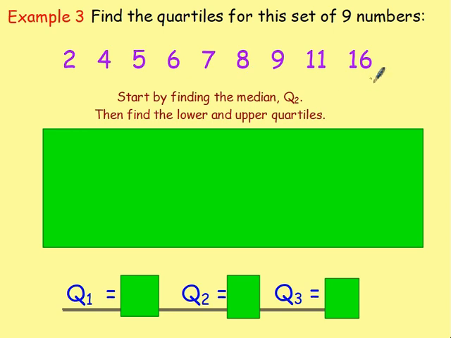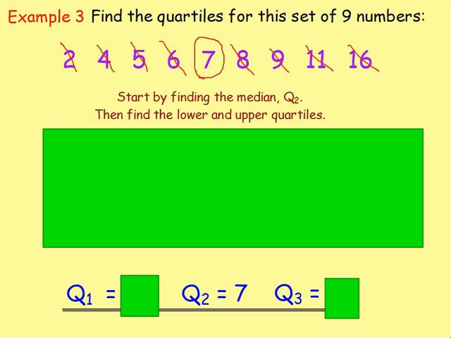So for the number that's in the middle, we can cross off 1 from the left and 1 from the right, and again, and again, and again. And we've got it! We've got a number on its own, bang in the middle. And that number is 7! Brilliant, which means then Q2, our median, is 7.